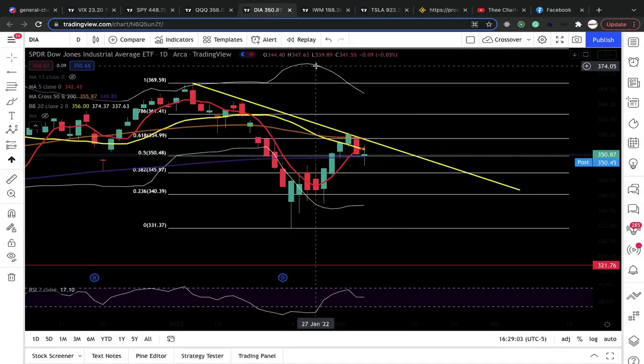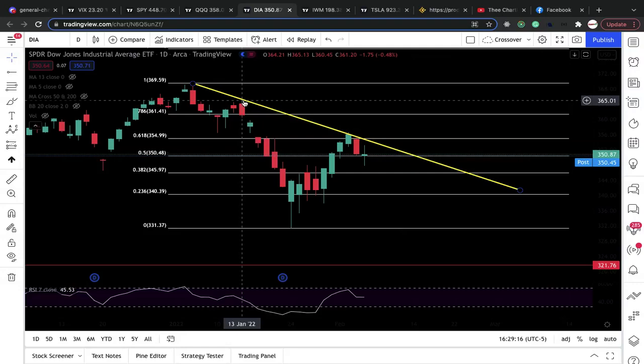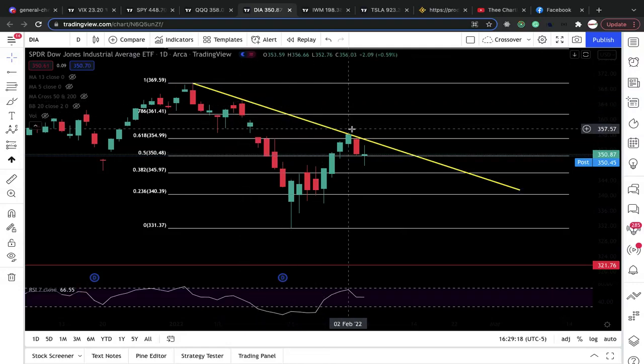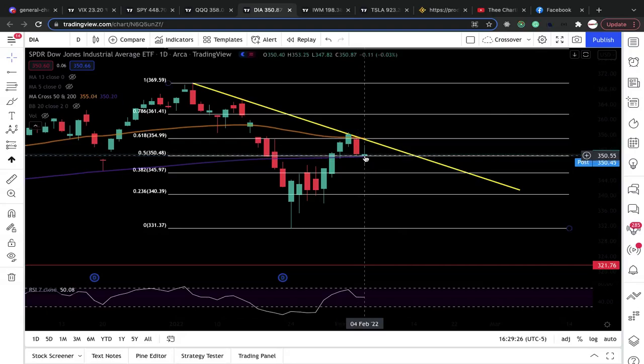Okay, Dow Jones, we tried to break out, didn't we? You can see here a couple days ago, it tried to break out of this yellow falling trend line. It connects to the all-time high, to January 13, and we got a touch there on February 2nd. Even yesterday it tried to break out and failed. Now we're backtesting the 200-day moving average. Pretty choppy day, we got below it, but then we recaptured it. Pretty much didn't really go anywhere.